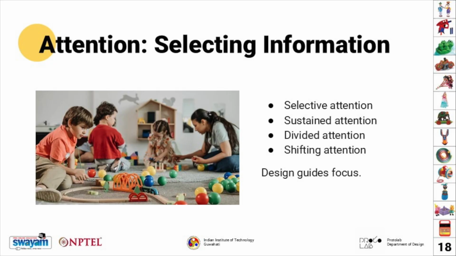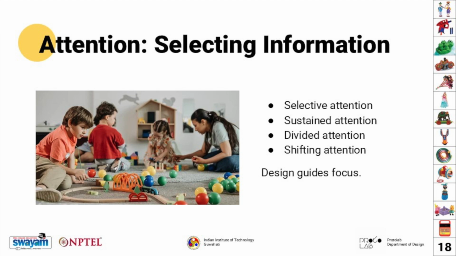Attention determines what the brain processes further. Selective attention allows the child to focus on one element. If multiple elements compete equally, confusion occurs. Sustained attention allows engagement over time. Rapid stimulus changes shorten play duration. Divided attention is limited in children. Toys requiring simultaneous monitoring overwhelm them.